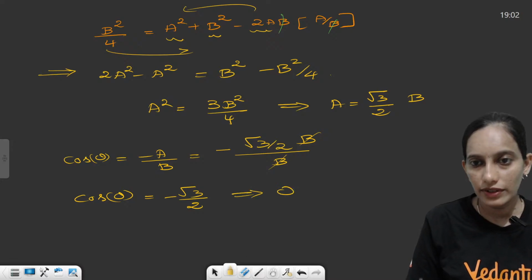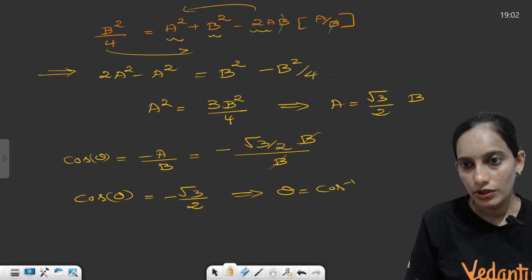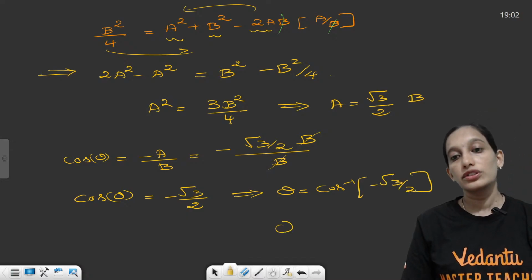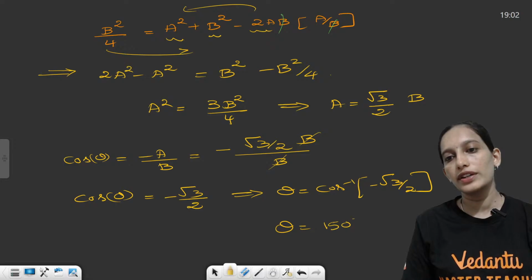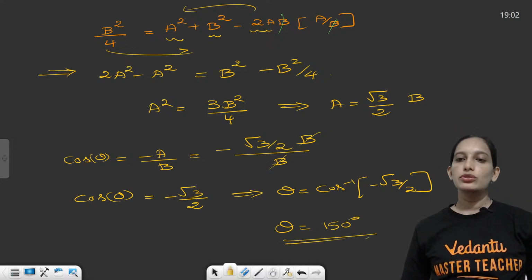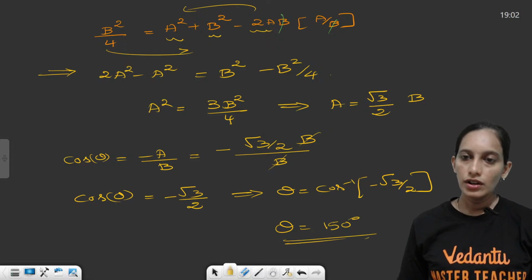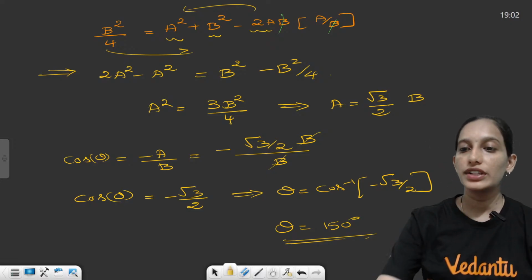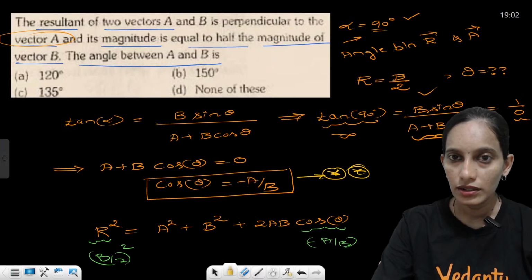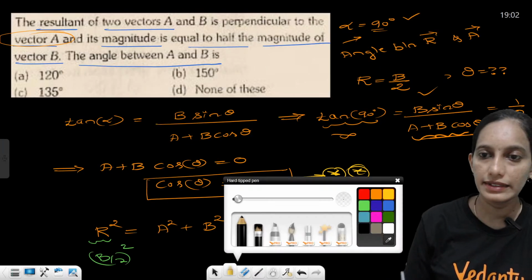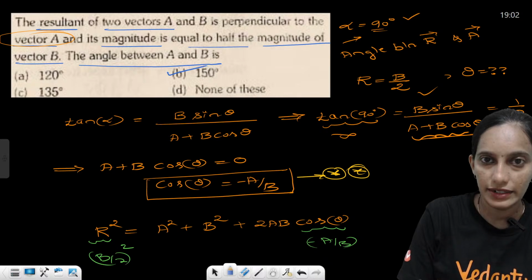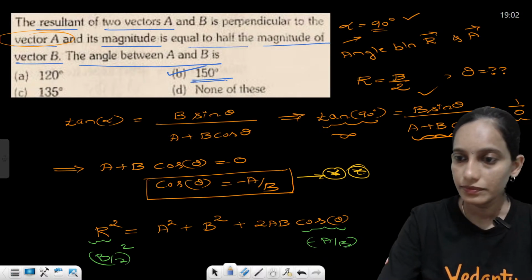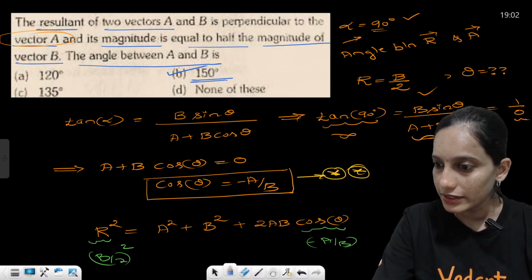Or this will give us theta is equal to cos inverse of minus root 3 by 2. This is nothing but 150 degrees. Cos inverse of minus root 3 by 2 is 150 degrees. That is option B, the correct answer. Okay, is that fine?